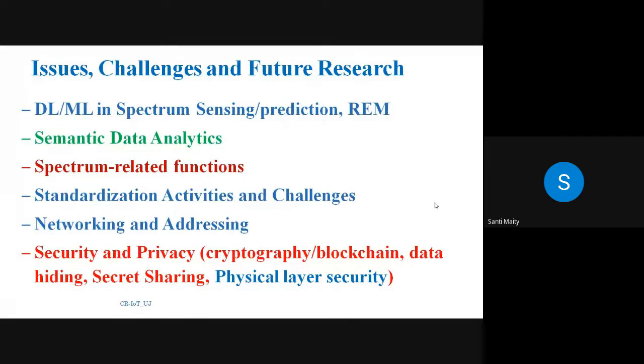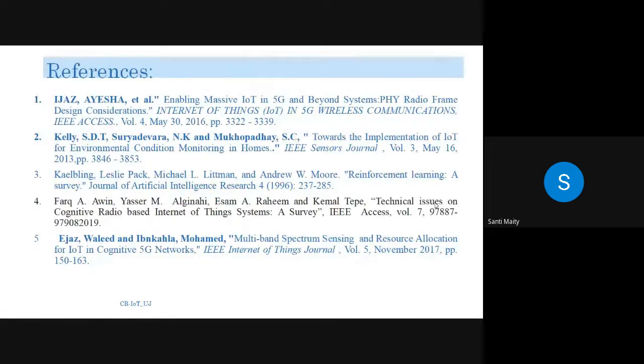All this enormous data analysis and data handling needs sharing of data to the cloud, and that needs connectivity. That's the essence of CR-IoT, and there it needs synergistic integration of different cutting edge technologies like machine learning, blockchain technology, and others. So with this, I stop my presentation.